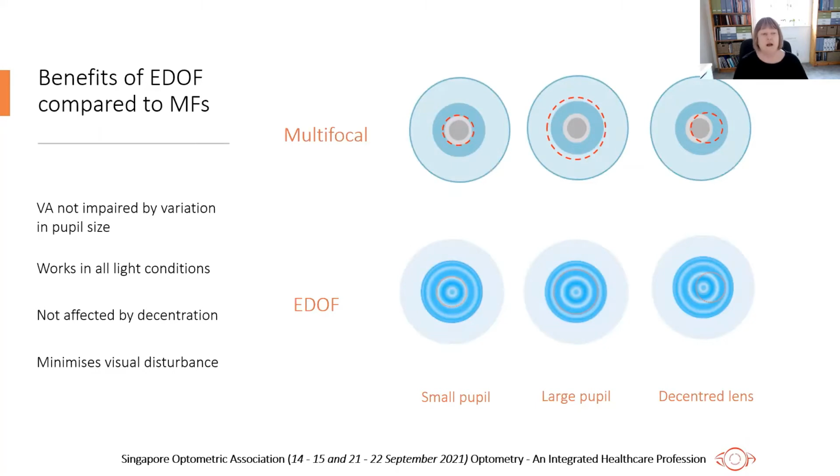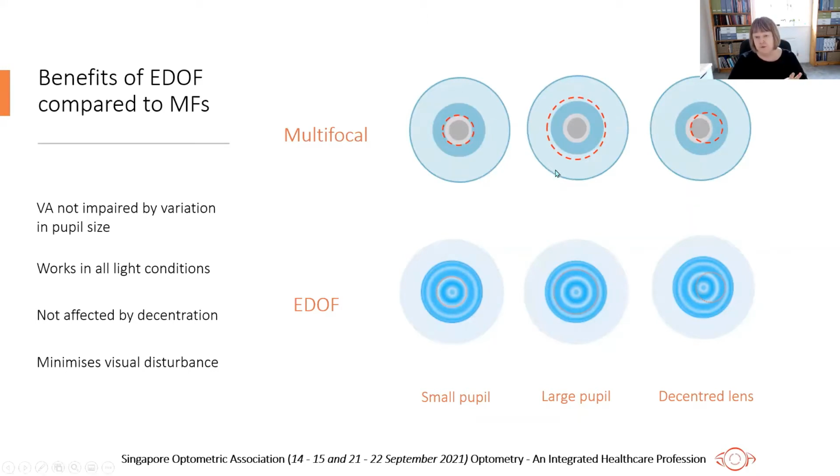Okay, so let's look at the benefits of extended depth of focus lenses compared to multifocals. Now, this is giving you an average multifocal design, an annular design, where you have one power in the center, be it center distance or center near, which goes through a transition intermediate area to the opposite power. So if it's center distance, this is reading. If it's center near, this is distance. And if you have a small pupil, you can see that the other annular area is cut out altogether. So you lose either your distance or your reading.